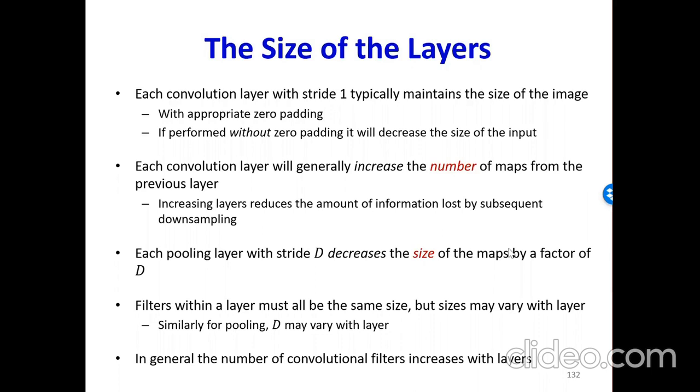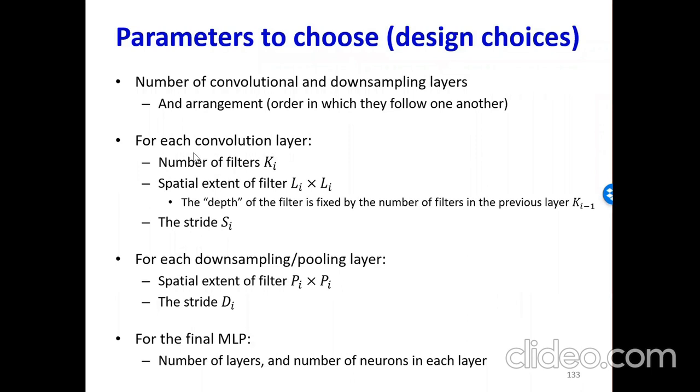And the filter sizes, their width, height, and strides can all vary between layers, but within a layer, they will generally all have the same size and stride, both for convolutions and for pooling. So here are the final set of parameters that are design choices: the number of convolution and downsampling layers, and for each convolution layer, the number of filters, the size of the filter, and the stride. For each pooling layer, the size of the block and the stride. And then for the final MLP, how many layers and how many neurons in each layer.